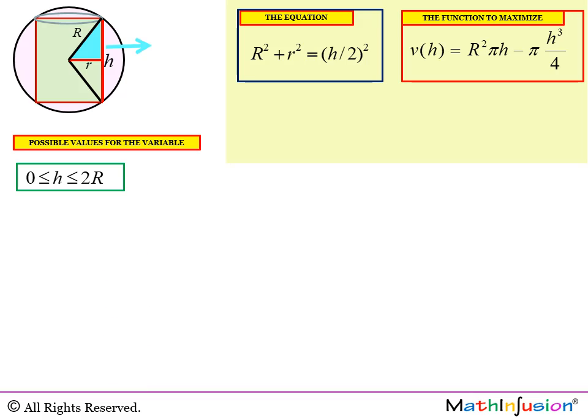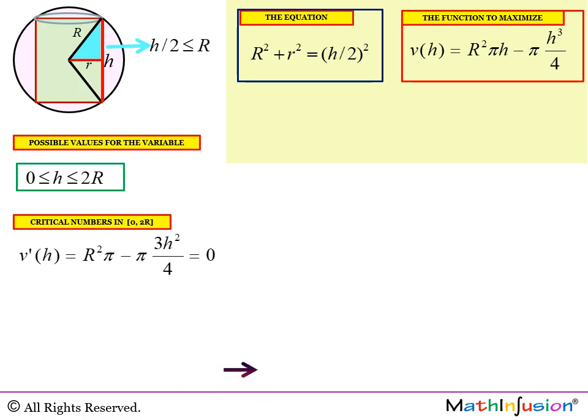So here I'm going to use, as you can see, a very simple picture. So according to what we got before, we know that h over 2 cannot exceed r, because I recall h was less or equal to 2r, so h over 2 is less or equal to r. So now let's find the critical numbers on the interval 0 and 2r, including 0 and 2r.